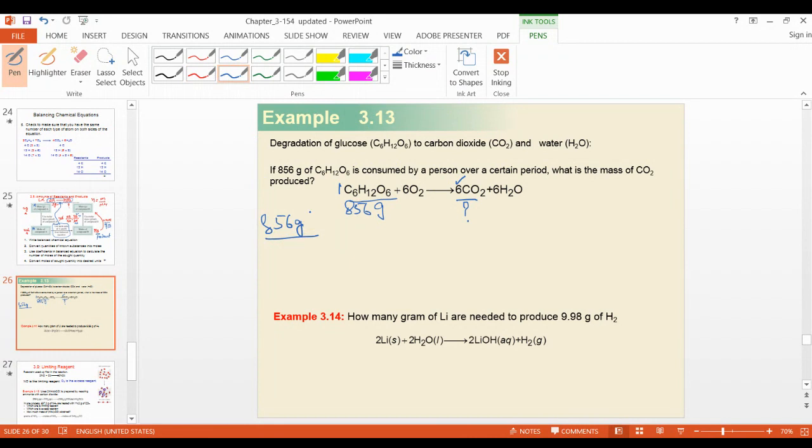Example. The molar mass of glucose is 180.2. So if you want to get the mole, you have to determine the first step: gram changes to mole. This gram is divided by molar mass, which you will get from the periodic table. Then you will get the moles, and the moles you get is 4.750.